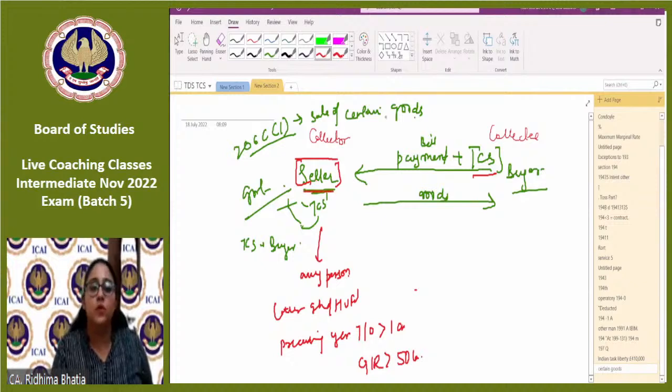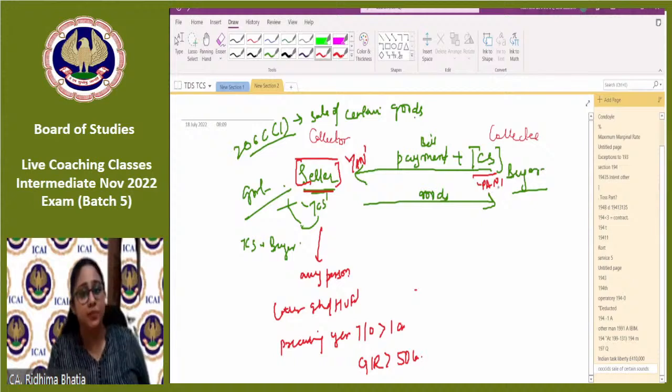So seller कौन होगा? Any person, but individual HUF only when they have certain limits, because छोटे taxpayers को we do not want to burden with compliances. So he will collect the TCS, पैन नंबर लेके. बायर क्या देगा? अपना पैन नंबर, because उसके क्रेडिट पे जाना है, तो बायर का पैन नंबर is required to be given.